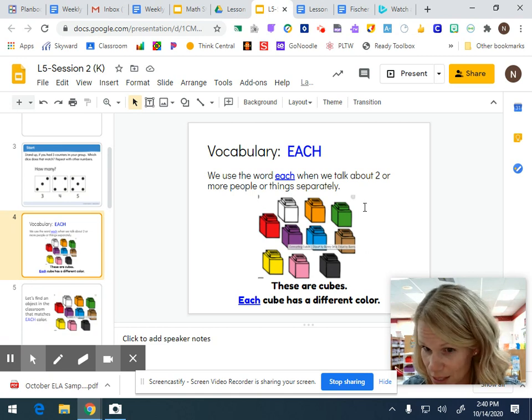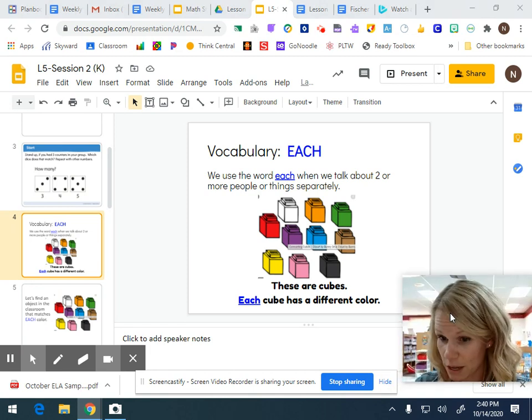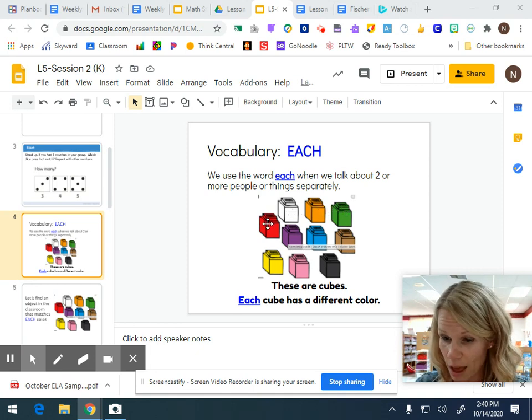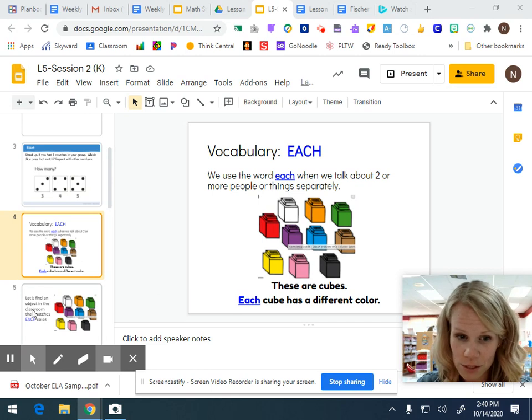So these are cubes. They're connecting cubes, and I'm going to use the word each. Each cube has a different color. I'm talking about each one separately because they each have a different color. One is green, we have orange and white and red. What other colors do you see? Yellow and purple and pink and blue and brown and black. So we have all of those.